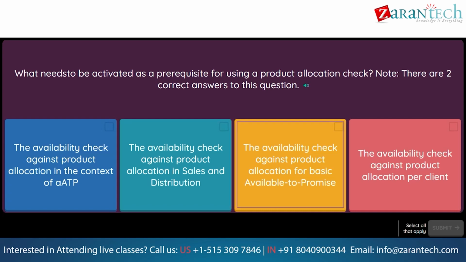Option 3: the availability check against product allocation for basic available to promise. Option 4: the availability check against product allocation per client.